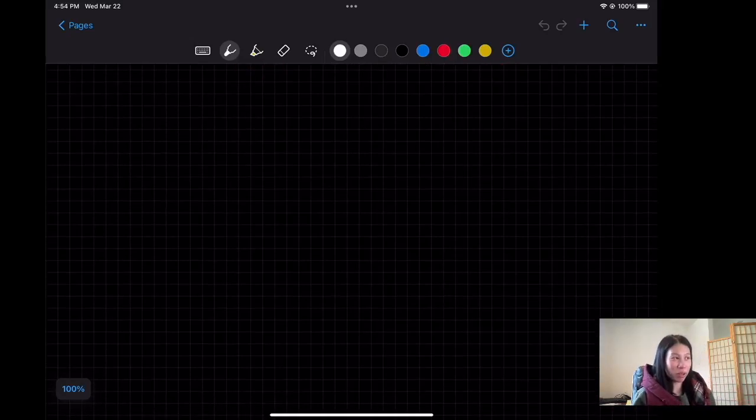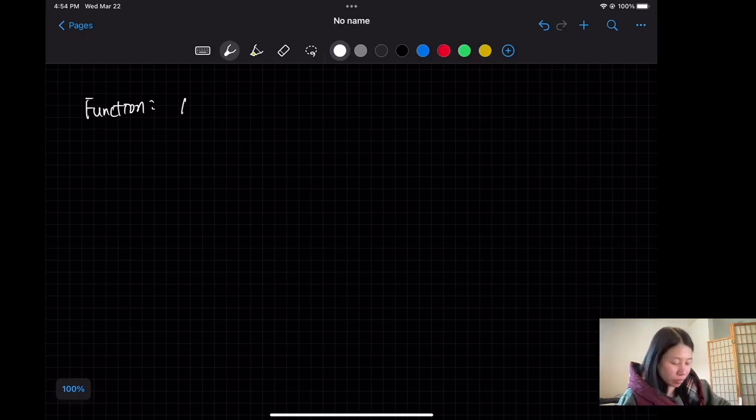Today we're going to explore functions. So what is a function? By the definition, a function is a rule for the relationship between an input and an output.